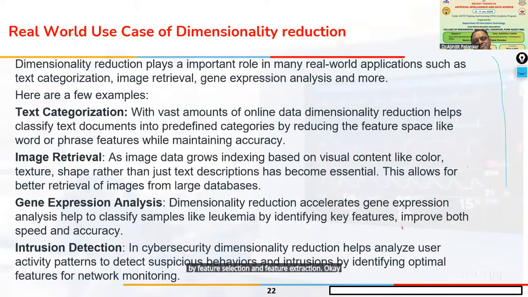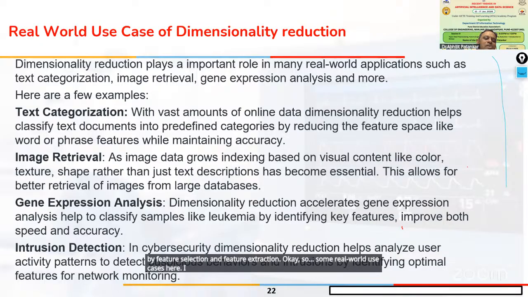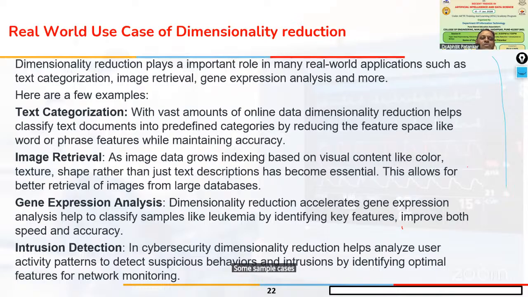Okay, so some real world use cases here. I'm not going to cover one case study, but I will tell some sample cases of how we can use dimensionality reduction. So many papers are written on this dimensionality reduction in Scopus and elsewhere. So this is one of the key areas of research, how we apply feature selection and extraction methods.